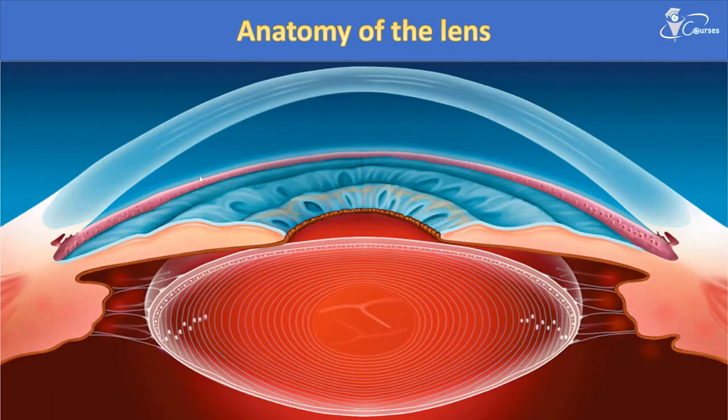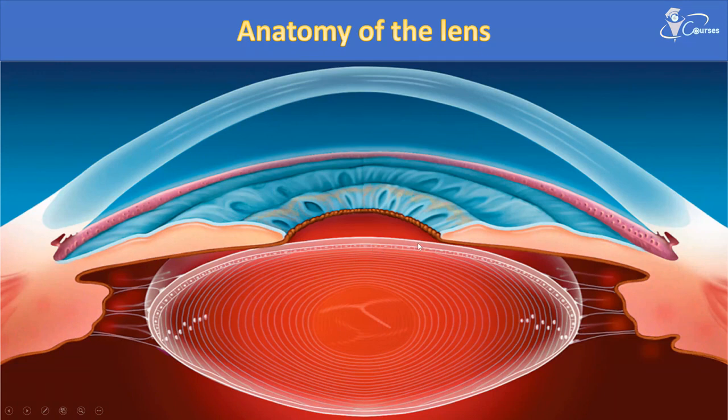We know that the lens is composed of zonular fibers. These zonular fibers attach the lens to the ciliary body, and the lens is enclosed within a lens capsule. The lens capsule is elastic, and it is thinnest and weakest around the central portion of the posterior capsule. The thinnest part is at the center of the posterior capsule. The anterior lens capsule is thicker, and it is lined by a single layer of cuboidal epithelium, which is metabolically active.